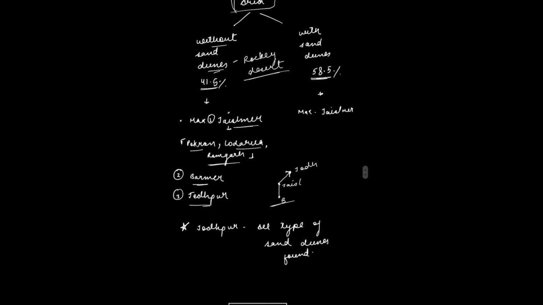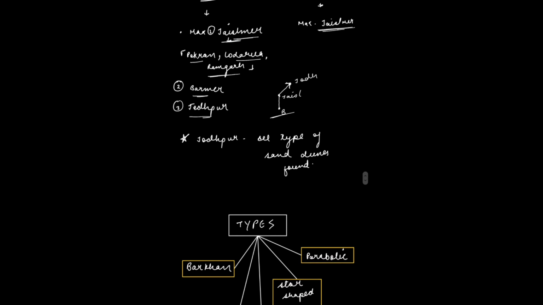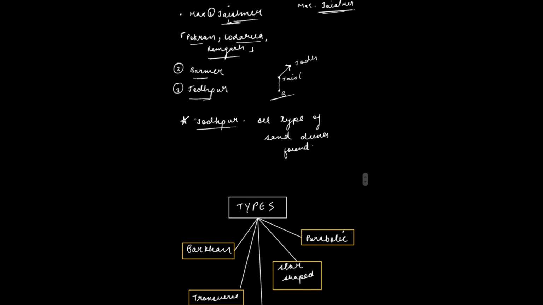Now let's see the place with the sand dunes. With the sand dunes we have 58.5%, and the maximum sand dunes are present in Jaisalmer. Jaisalmer is rich in sand dunes, and it is having less sand dunes as compared to other districts. So in both the places we have Jaisalmer. Now a very important thing which is basically asked in exams, we have Jodhpur is the place where every kind of sand dune is found, right? All type of sand dune is found in Jodhpur. So this should be remembered.